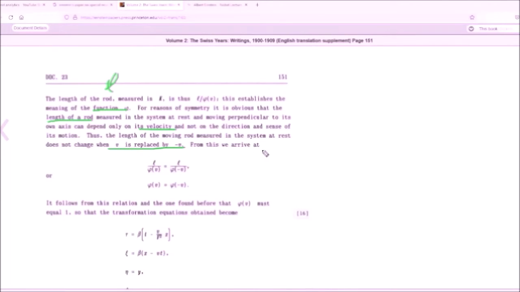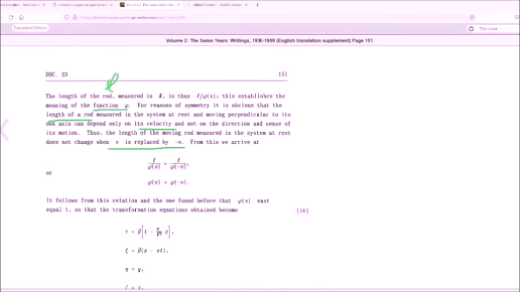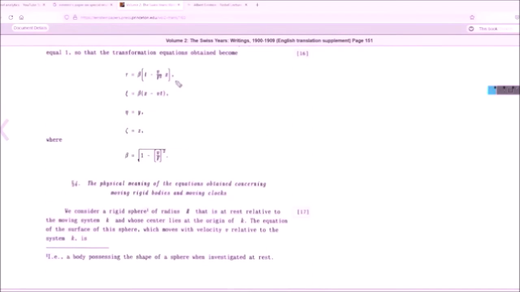From this we arrive that the length, whether at v or minus v, has to be equal, and therefore phi and minus phi are equal. Well, that assumption was already the Lorentz transformation. It follows from this relation and the one found before that phi must be equal to 1, so that the transformation equation obtained becomes... So now he concluded that phi equal to 1 to make it symmetrical or identical.